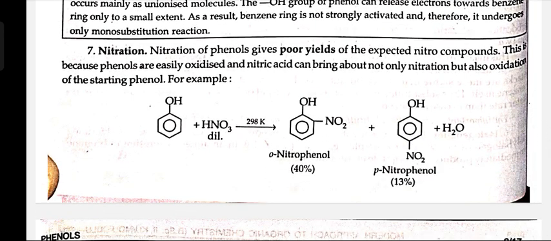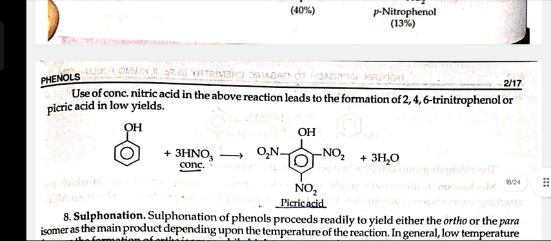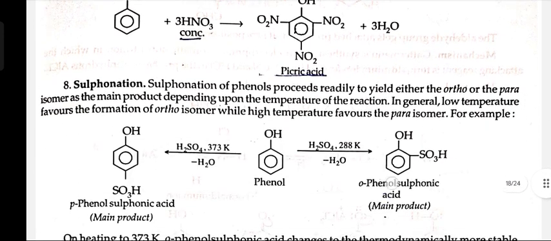Nitration. Nitration of phenols gives a poor yield of the expected nitro compounds. This is because phenols are readily oxidized, and nitric acid can bring about not only nitration but also oxidation of the starting phenol. For example, use of concentrated nitric acid in the above reaction leads to the formation of 2,4,6-trinitrophenol or picric acid in low yields.